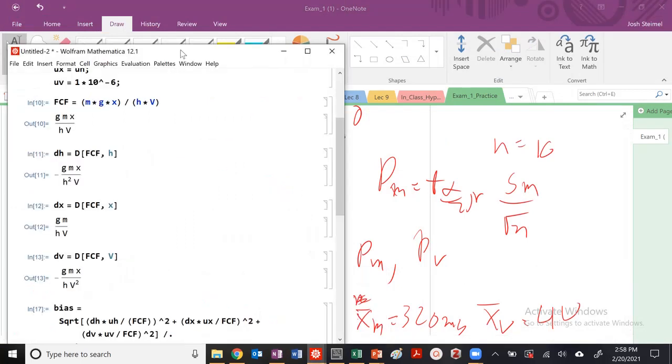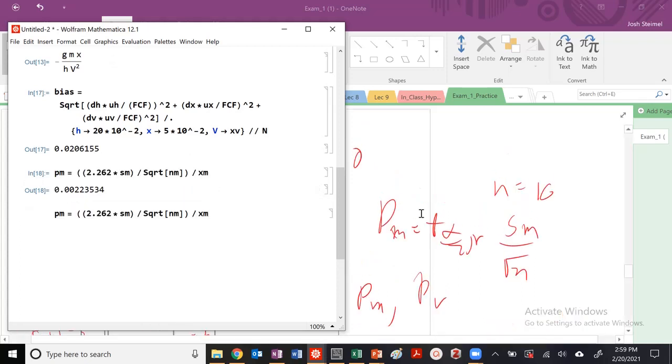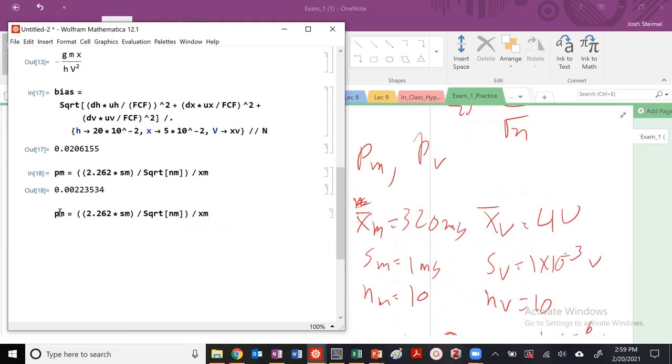So my precision error, my P of M, is going to be 2.262 times S_M divided by the square root of N_M. And then I'm going to take this whole thing, actually let me make sure. Again, I'm just a little bit paranoid here. So I'm going to divide by X_M to make this a dimensionless fraction. So that's my P_M. I'm going to do the same thing for my P_V, equal to S_V, N_V, X_V, that value here.